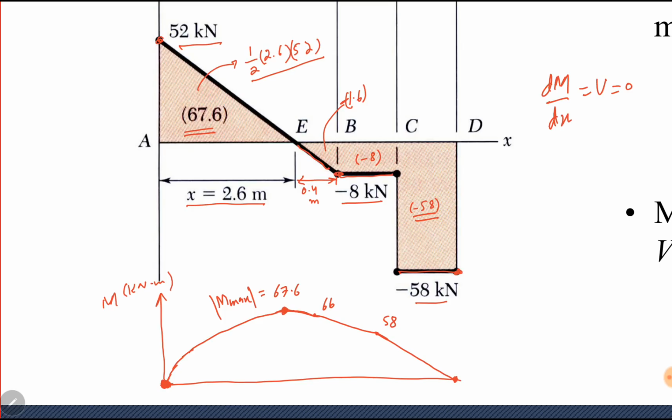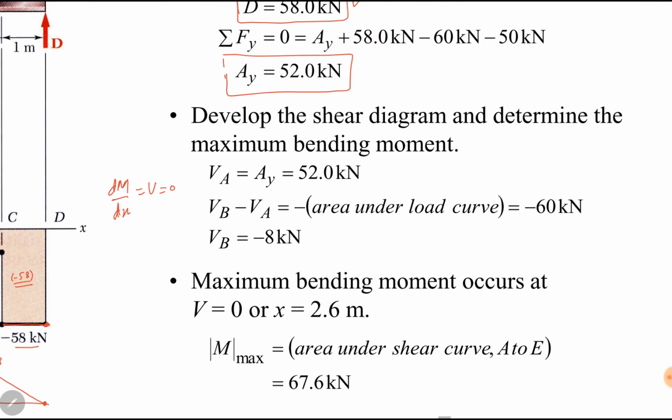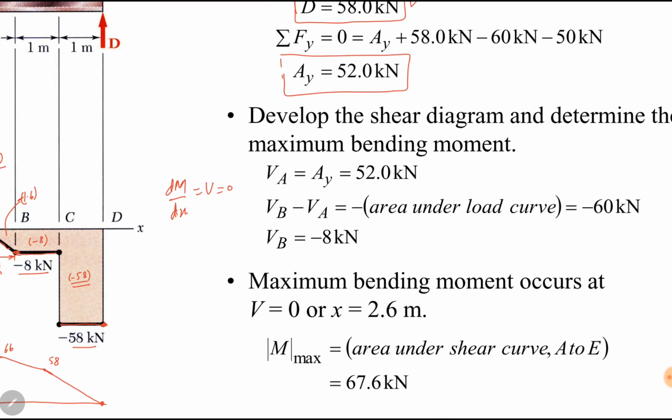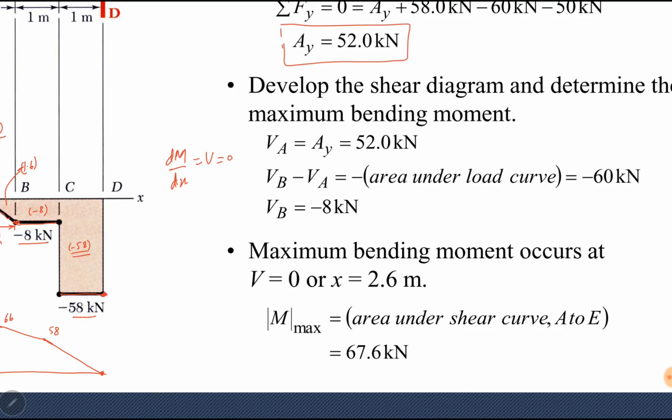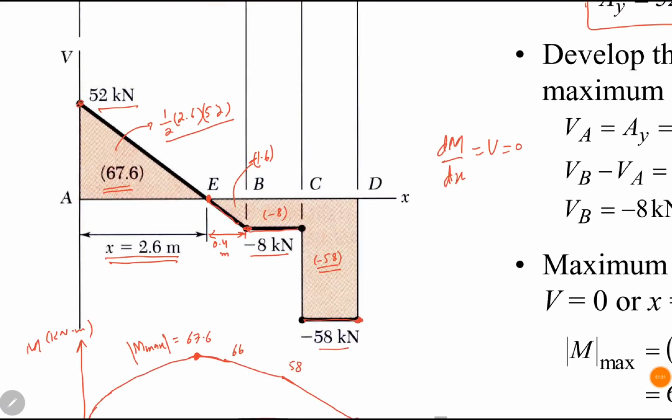So we will see where shear force is 0. Shear force is 0 at point E. So bending moment will be maximum at point E, and then we have to find the distance between A and E. We know that bending moment will be maximum at point E. We have to find this distance between A and E.